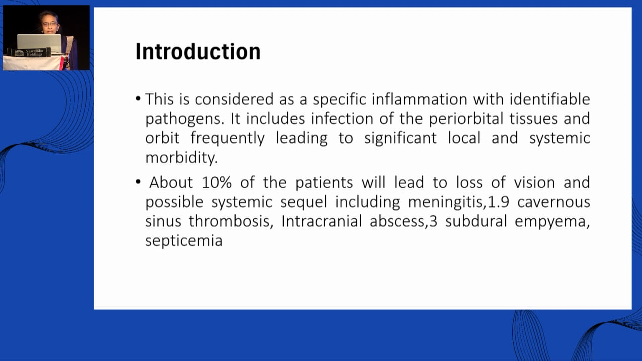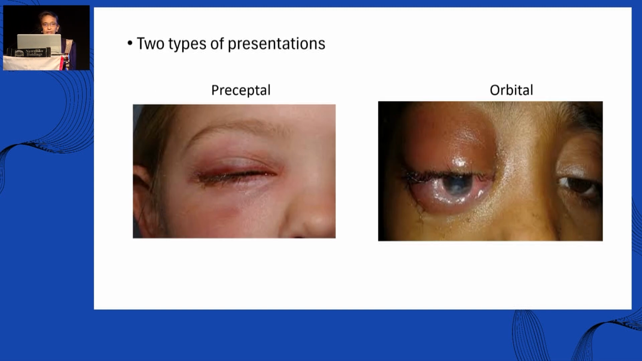It has been found that about 10% of patients will lose vision, with possible sequelae including meningitis, seen in 1.9%, cavernous sinus thrombosis, and intracranial abscess in about 3%, and subdural empyema and septicemia. So just to show the two different types, it can be either preseptal or orbital. We will be discussing the features in the next few slides.